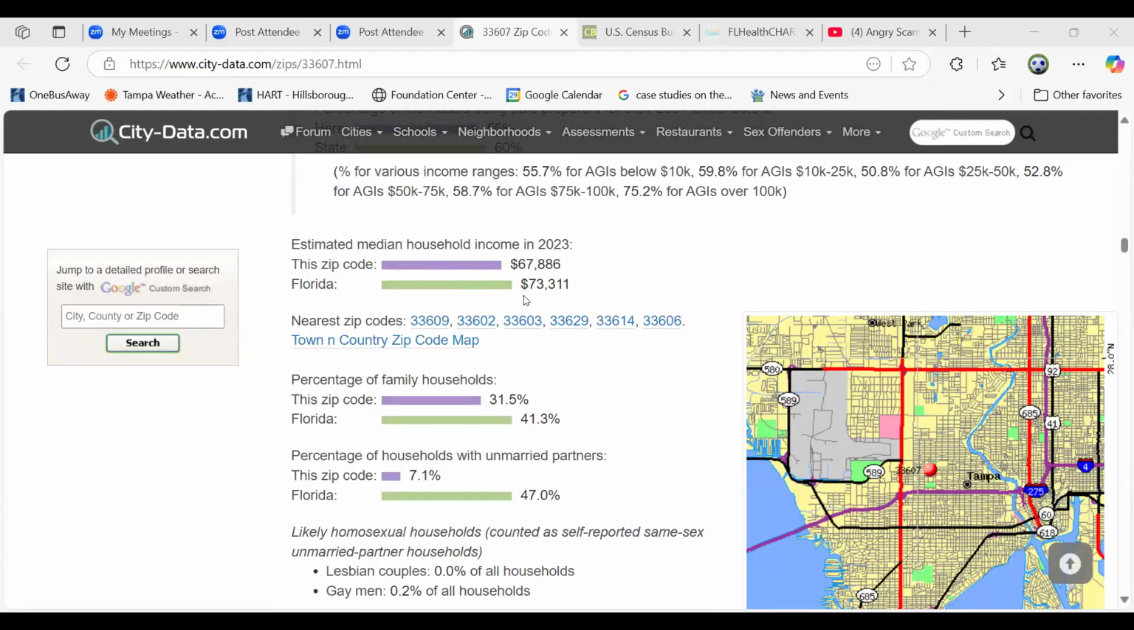67,000 compared to the state of Florida. But if I was writing a grant, I would show that the median income household for zip code 33607 is below the income for the state of Florida as a whole. Because you always want to be able to compare to show it's worse off where you at.